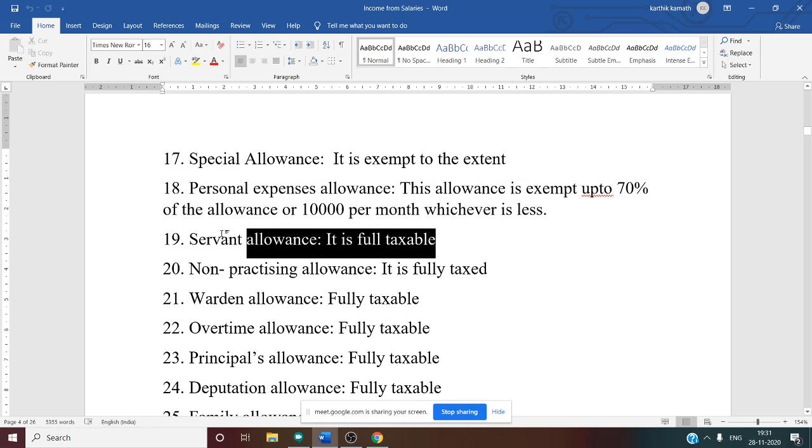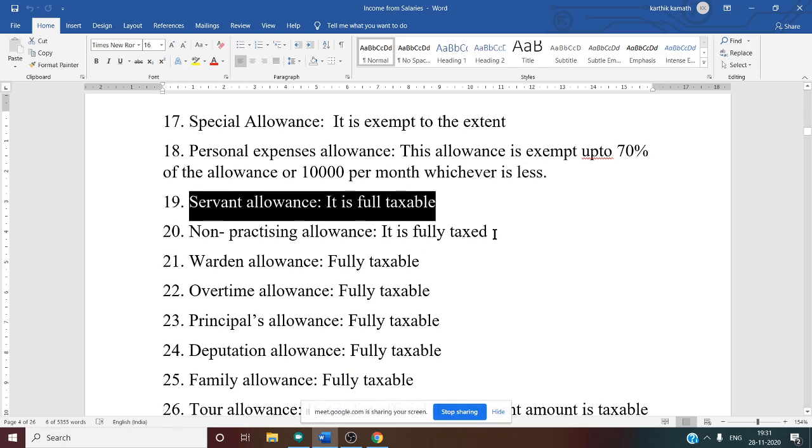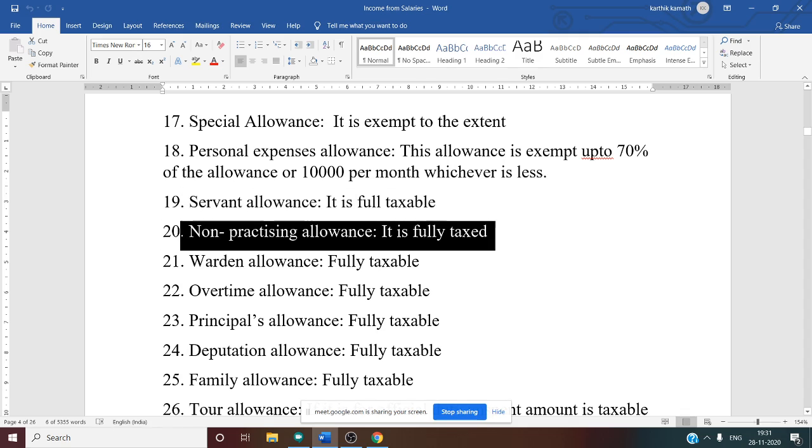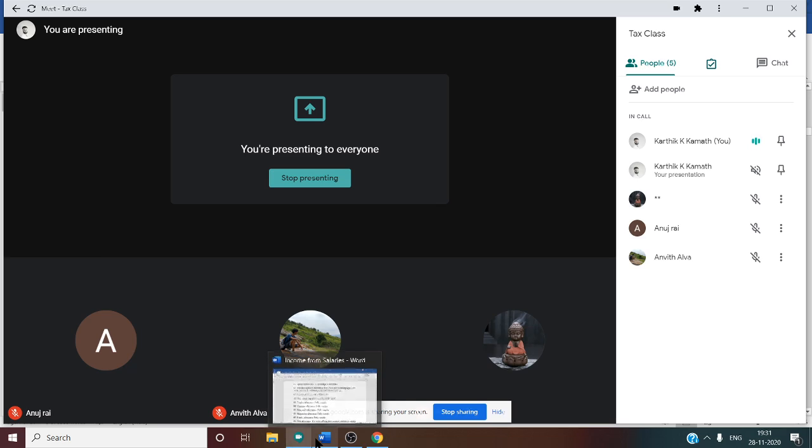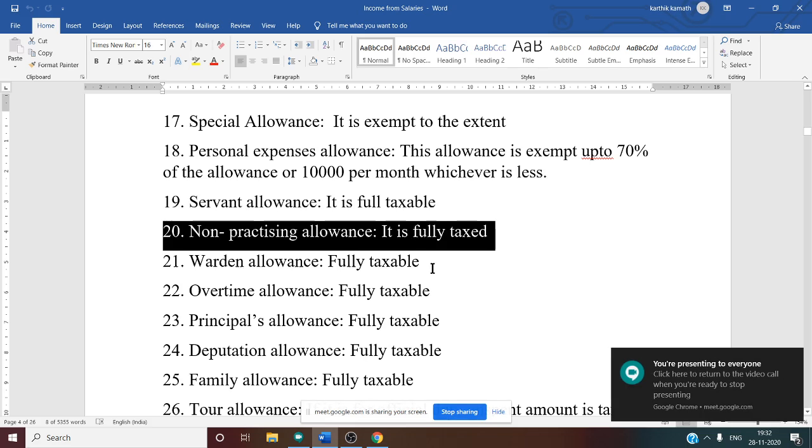Then servant allowance is fully taxable, non-practicing allowance is fully taxed. What do you mean by non-practicing allowance? Suppose the terms of employment provide that you should not carry on this particular business after retirement, so you should not work with another firm. In that case, non-practicing allowance is fully taxed.